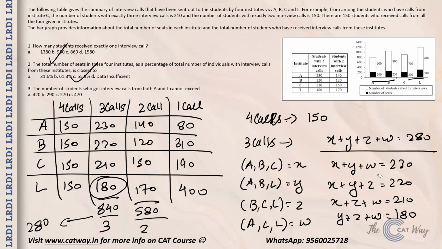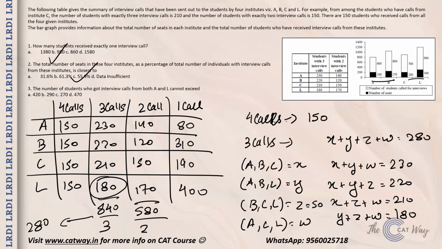Now guys, when we know these values, it's pretty easy for us to calculate the individual values of X, Y, Z and W. Solving these equations, we can easily find them. How? X plus Y plus W is 230, whereas if Z was included, its value is 280. So what we know is that the value of Z turns out to be equal to 50.